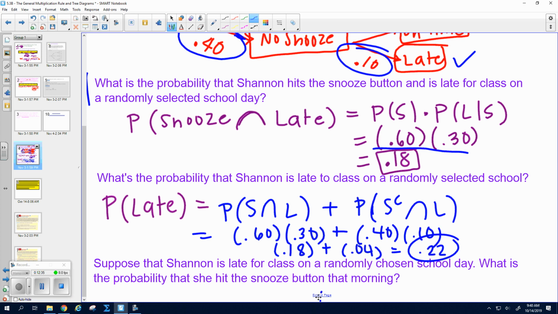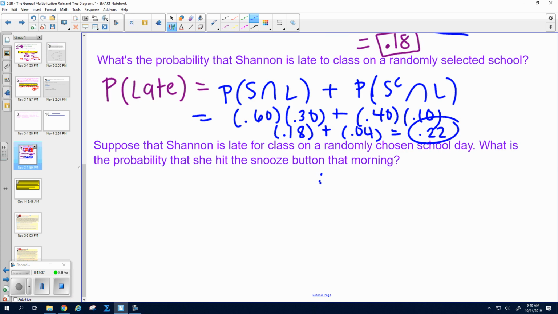And the final one. Suppose that Shannon is late for class on a randomly chosen school day. What is the probability that she hit the snooze button that morning? Okay, this is a conditional probability. We learned these Friday, and you got to know how to set them up with your given bar in the middle, right? Remember, the first thing is the probability of, and the second thing is what we know happened. That's always how you set up conditional.